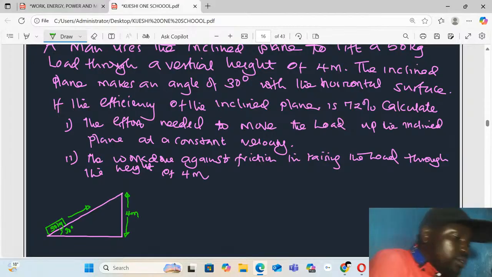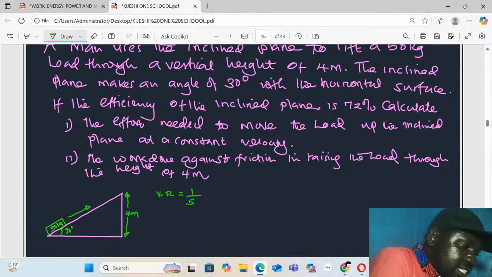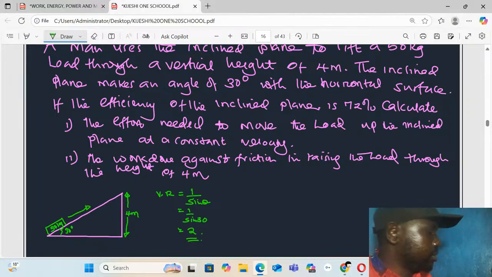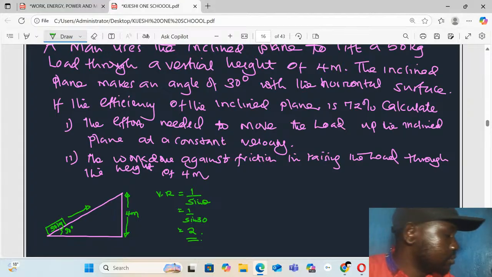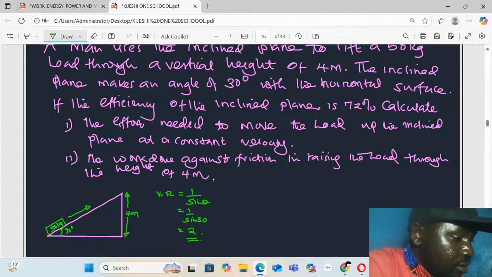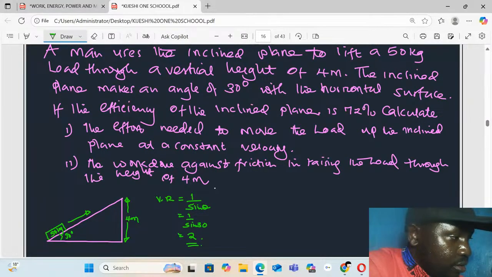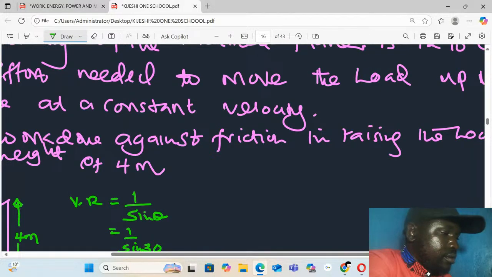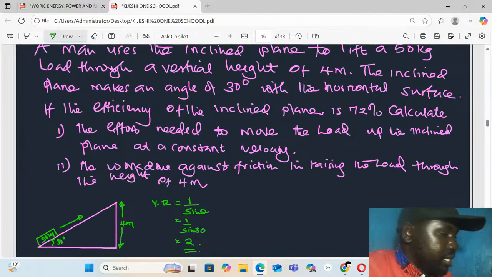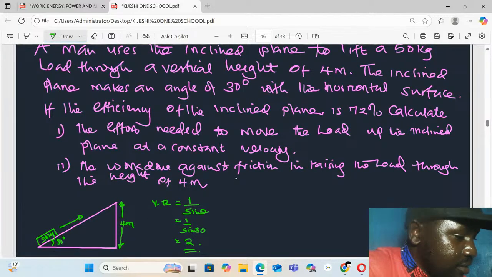Our velocity ratio, we can go through a shortcut: 1 over sine theta, which is the same as 1 over sine 30. In this case, we arrive at 2. The board is becoming shaky, but don't worry. Everything will be all right.